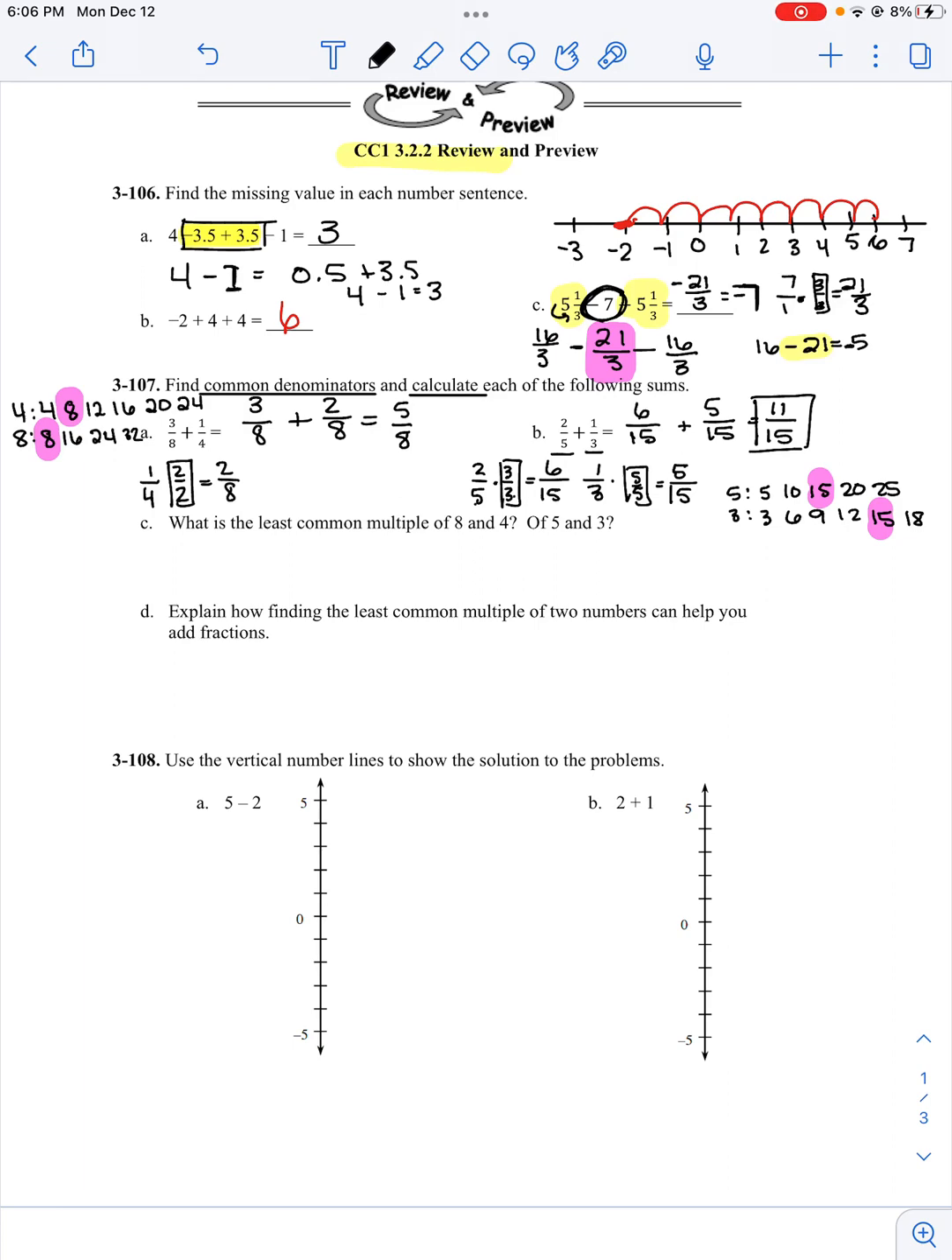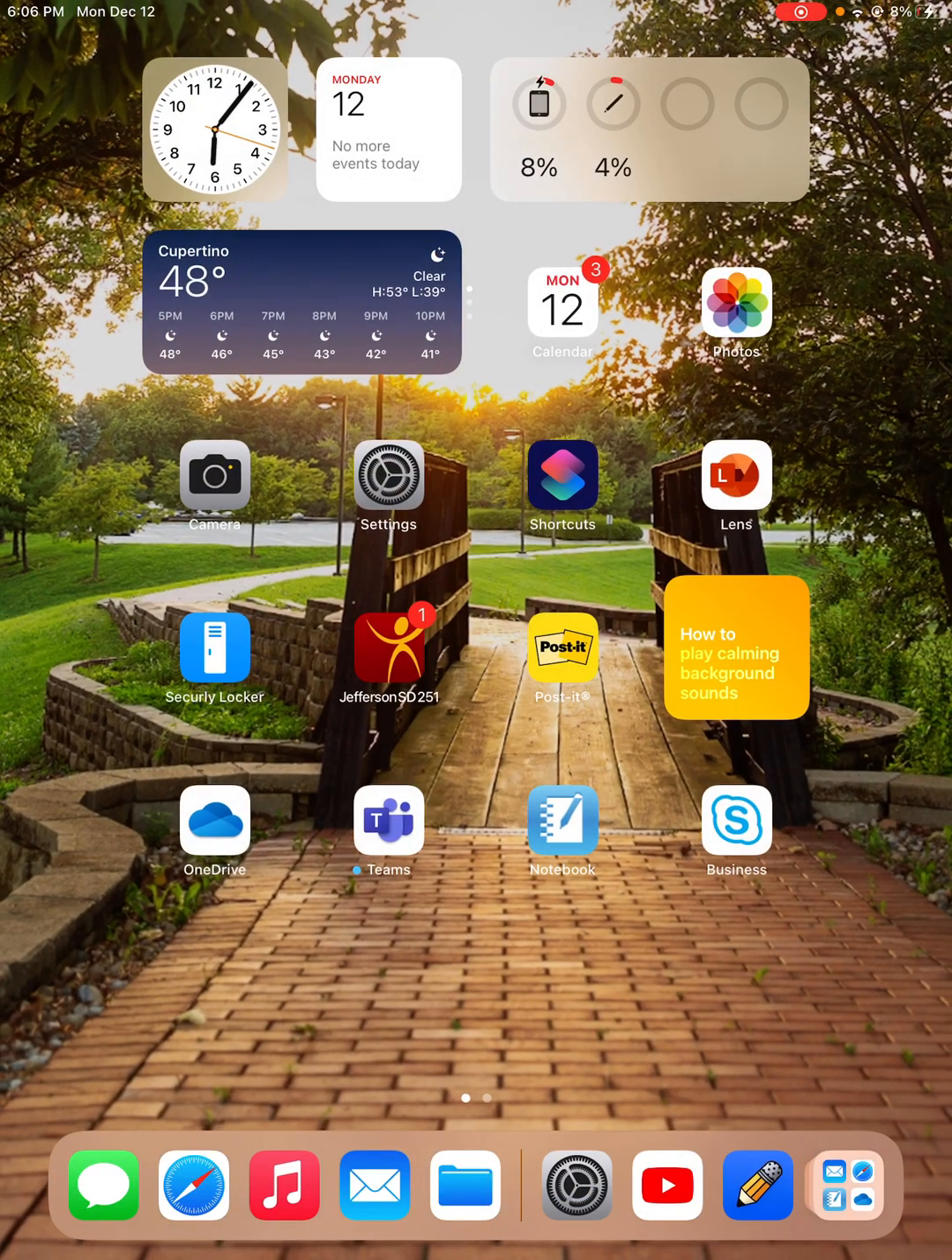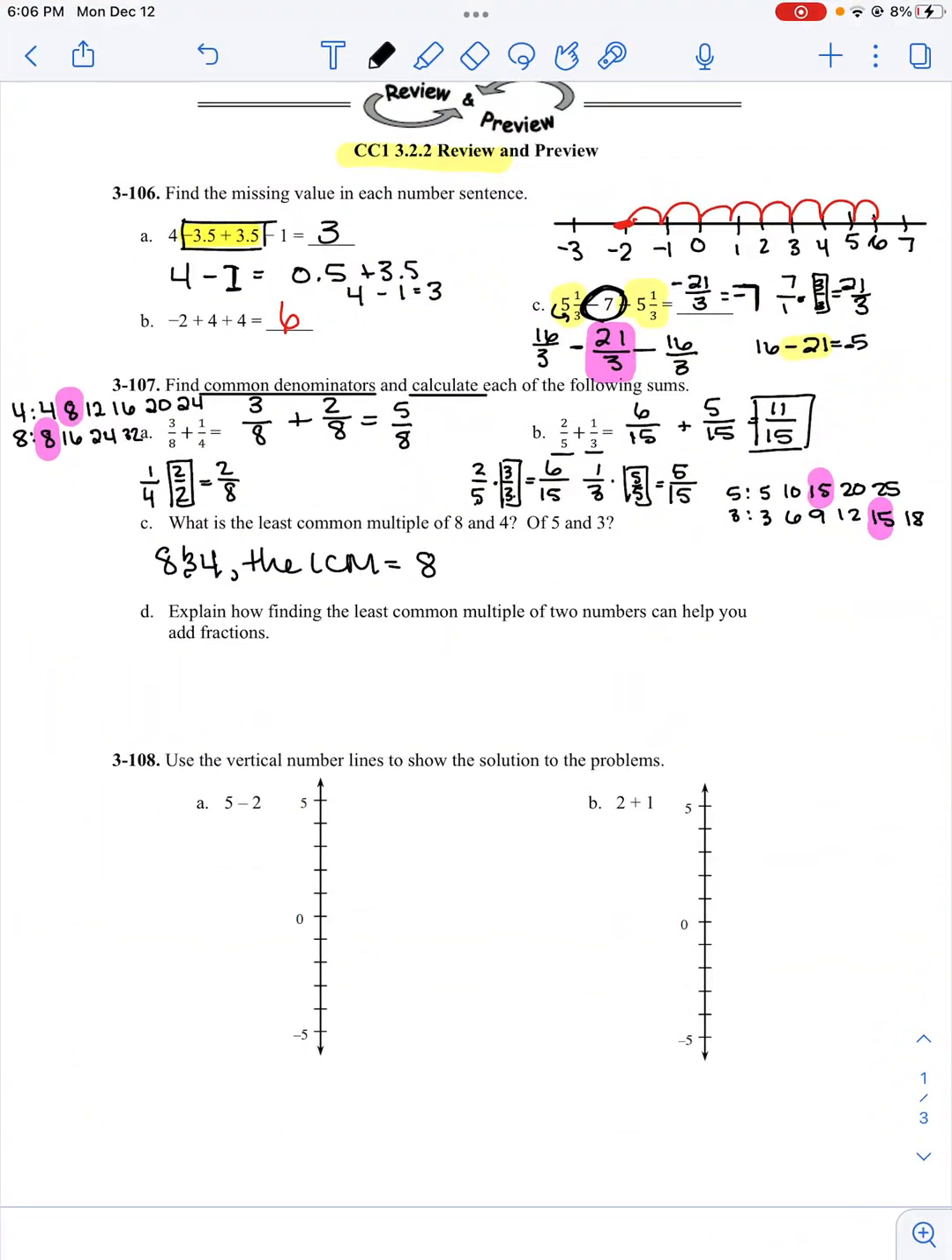What is the least common multiple of 8 and 4? This is part B. Well, for 8 and 4, the LCM is 8. Sorry about that. For 5 and 3, the LCM is 15.